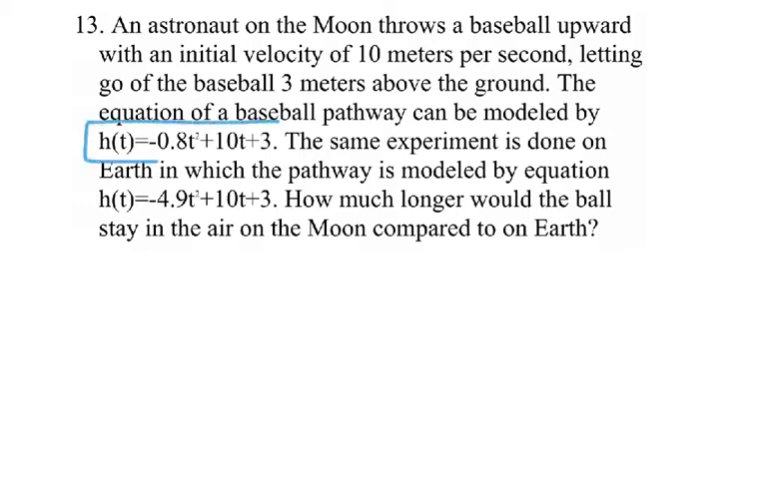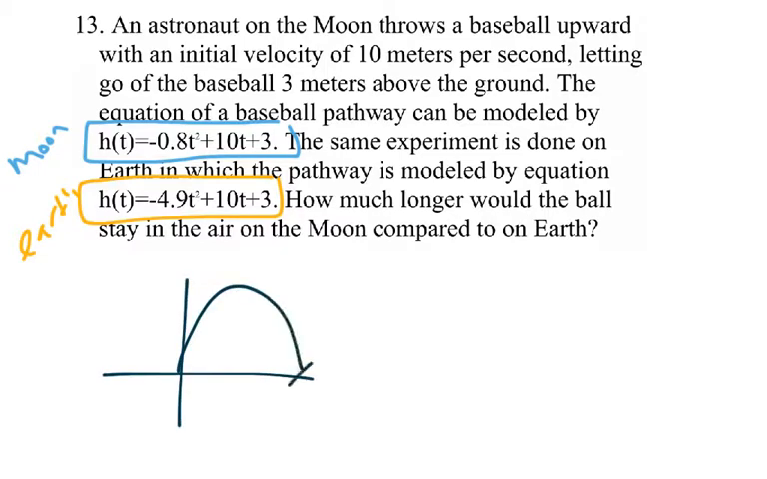Okay, so an astronaut on the moon throws a ball, blah, blah, blah. So here's one function, and that's on the moon. And then you have this on Earth. And it just wants to know how much longer will the ball stay in the air on the moon compared to the Earth. So if you think about something being thrown like this, right here where it hits the x-axis is where it hits the ground.